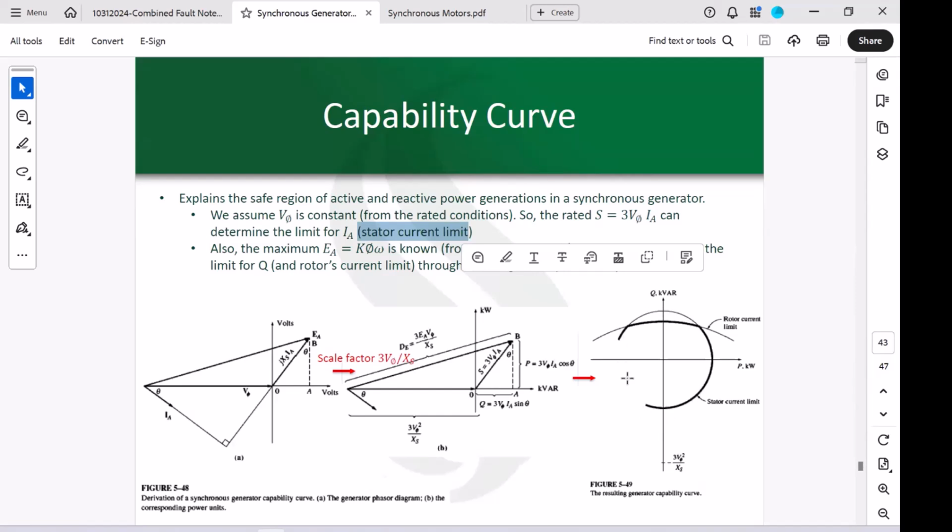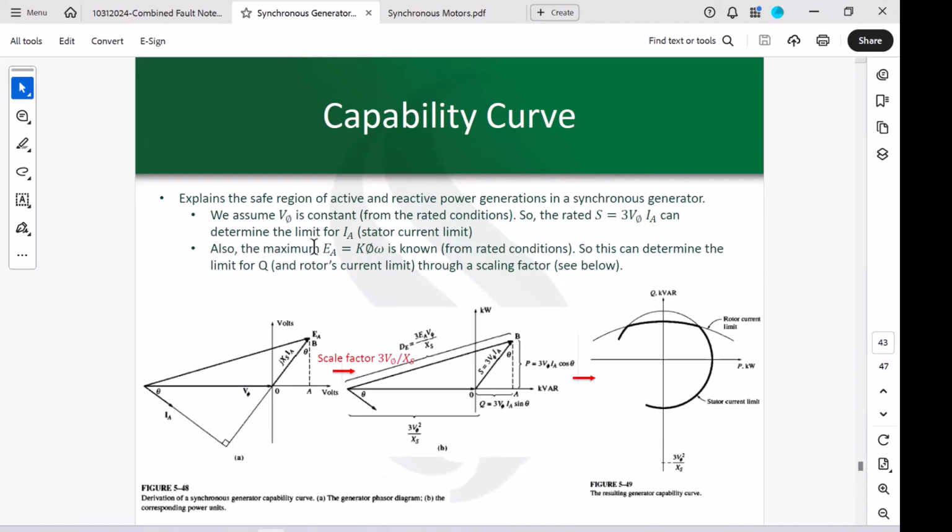This is a circle that you can see that is associated with a center of 0 and a radius of 3 times V phi IA. And this S is the rated apparent power of your generator. This is coming from the ratings, right? So if you have a 100 MVA generator, this S should be 100 MVA. If the rated voltage on your generator is 20 kilovolt, this V phi should be 20 kilovolt. And this will determine this circle for you. Is that clear? So this is coming from there.